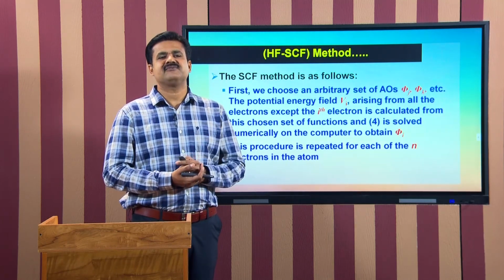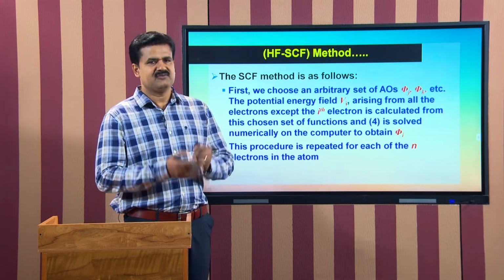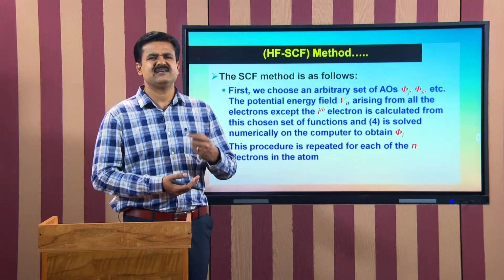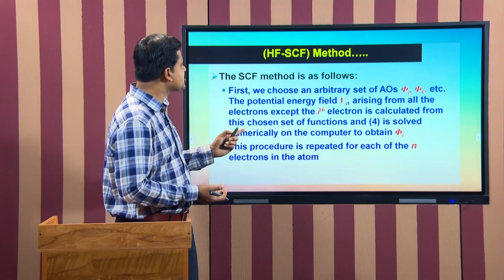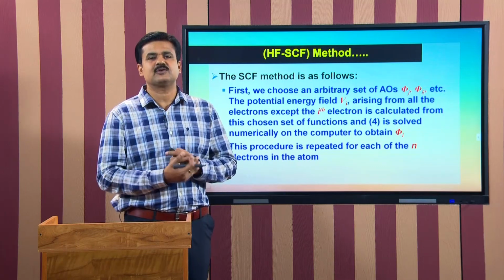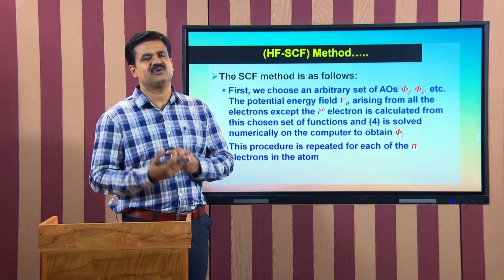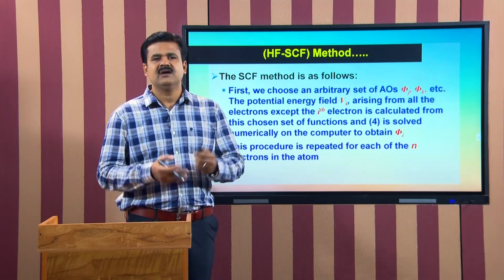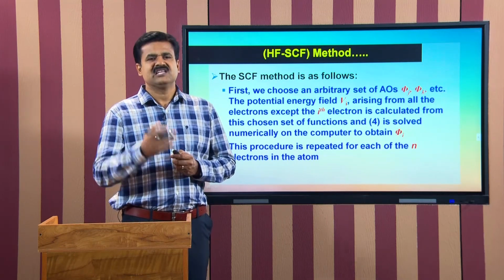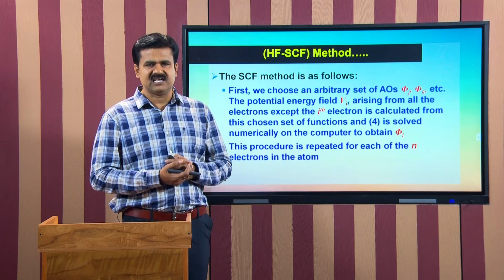The SCF method, or self-consistent field method, is as follows. First of all, we have to choose an arbitrary set of atomic orbitals like phi j, phi k, etc. The potential energy field Vi arising from all the electrons except the ith electron is calculated from this chosen set of wave functions, and equation 4 is solved numerically on the computer to obtain phi i. The procedure is repeated for each of the n electrons present in the atom.